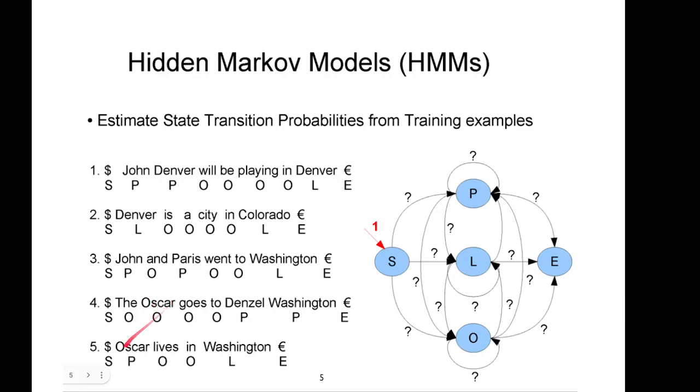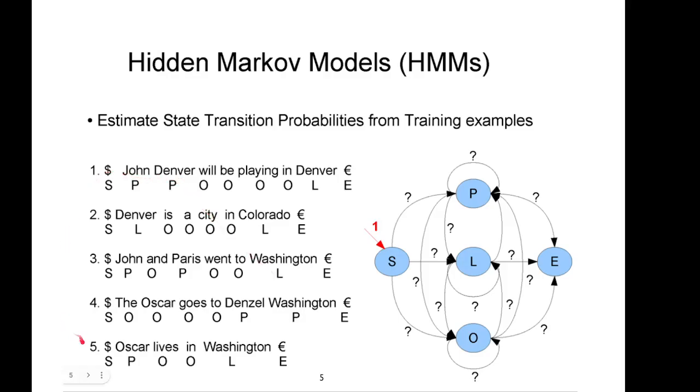Oscar here is a prize, here it is a person. Paris is over here not a city, but rather a person. Washington is not a name, but rather a location, right? So we have plenty of examples here where sometimes a word is a location, sometimes it's something else, and sometimes it's a person.